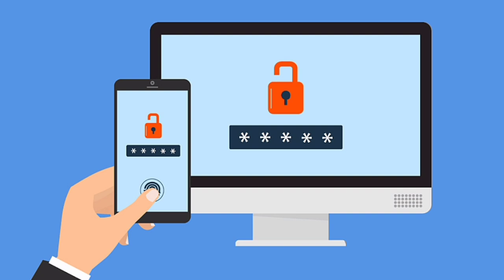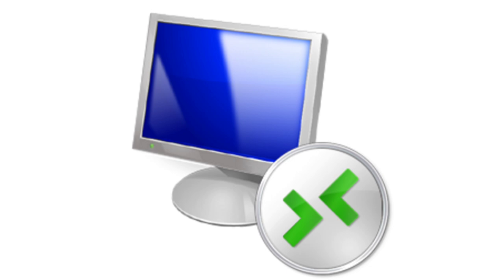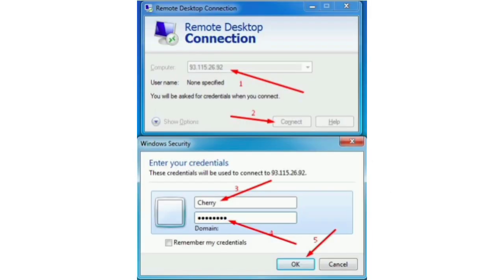VPS and RDP use different protocols. So, they have different authentication methods. RDP uses the RDP protocol. RDP uses the password authentication method. This means you type account username and password for accessing RDP. This is the same as your Windows PC at home.